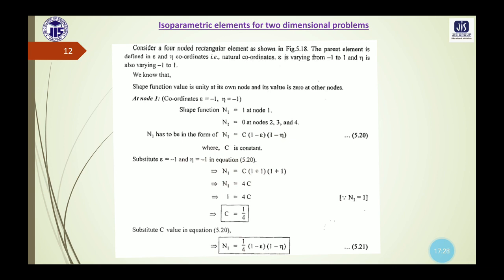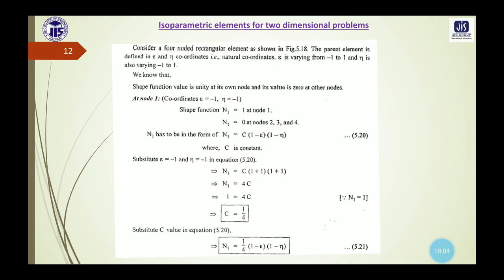The shape function N1 is equal to 1 at node 1 and N1 is 0 at nodes 2, 3 and 4, because this shape function N1 belongs to the node 1, so there its value will be 1 and for the other nodes its value will be 0. So N1 has to be in the form of N1 equals C into (1 minus epsilon) into (1 minus eta), where C is a constant, and this is our equation number 5.20.